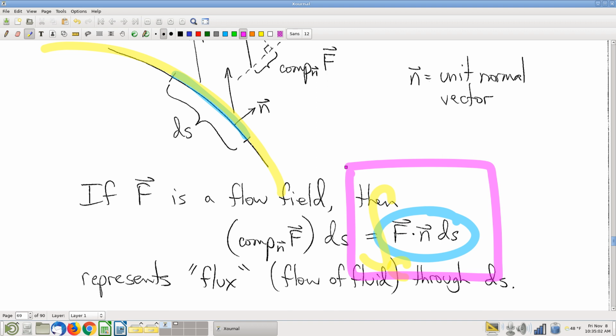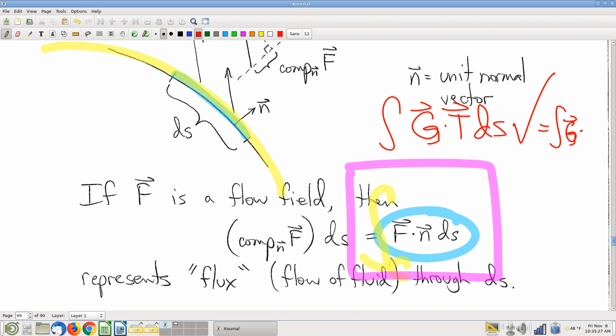Now, problem: how do we compute that? We don't have pre-existing formulas. Here's what we do know. If we were to come across, let me just use something different, let me use G, the integral of G dot T ds, here we're good, because that's just the integral of G dot dx. So we have existing formulas for how to compute the integral of something dot T ds, but something dot n ds, we don't know how to deal with that. That's not a thing that we can work with.